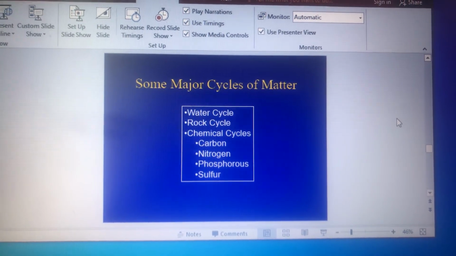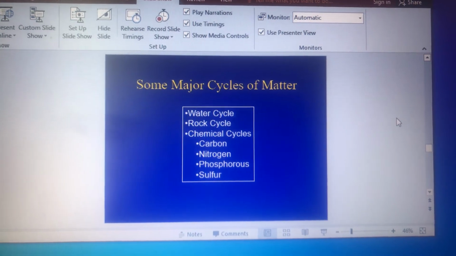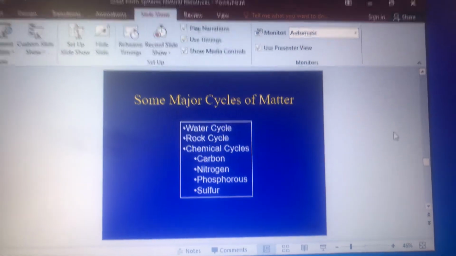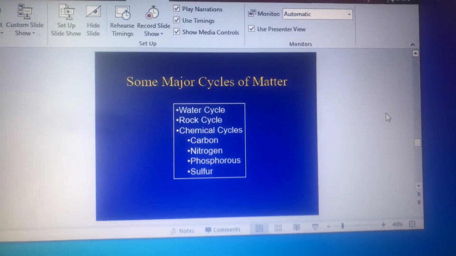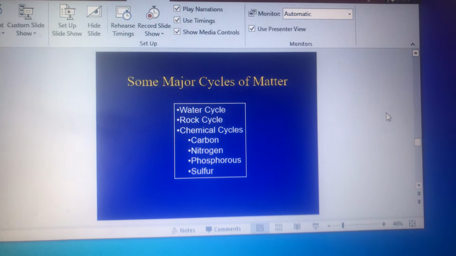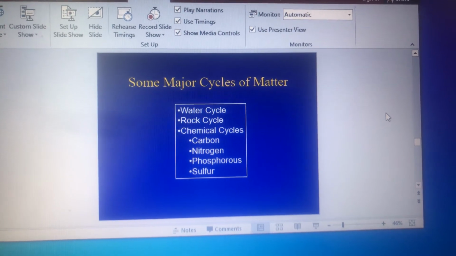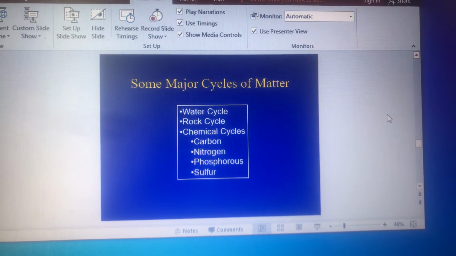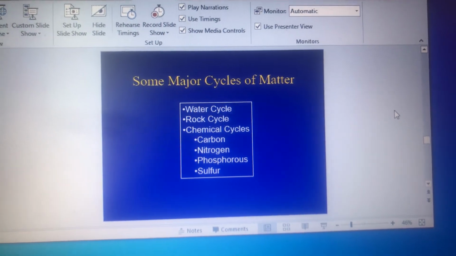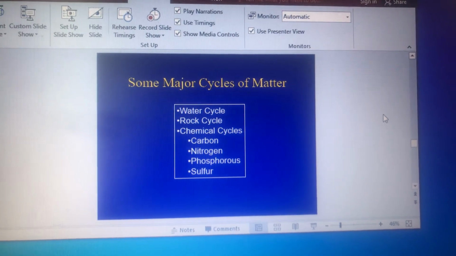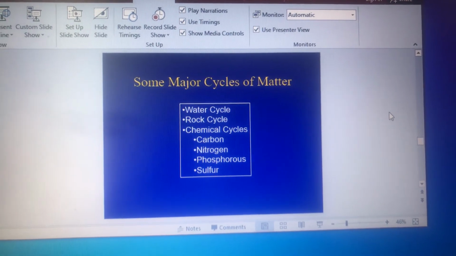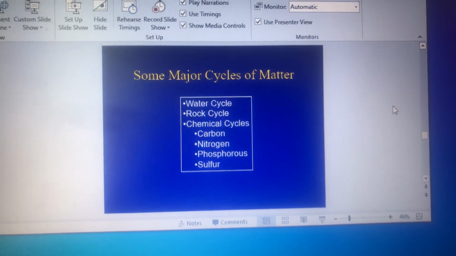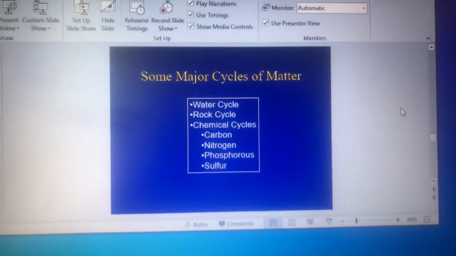Then there's the rock cycle. The rock cycle starts with igneous rocks. And igneous rocks, as you recall, are born of fire inside the earth, and they're kind of burped up through volcanoes and earthquakes. They come up to the earth, and they stack up one upon another into sedimentary rocks. And then as sedimentary rocks push downward under heat and pressure, they become metamorphic rocks. And then here are the chemical cycles that we often talk about: carbon, nitrogen, phosphorus, sulfur.